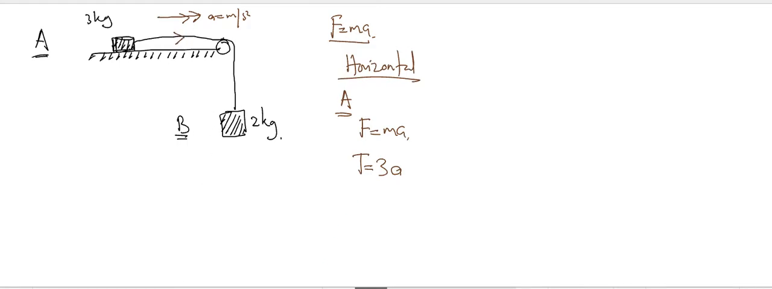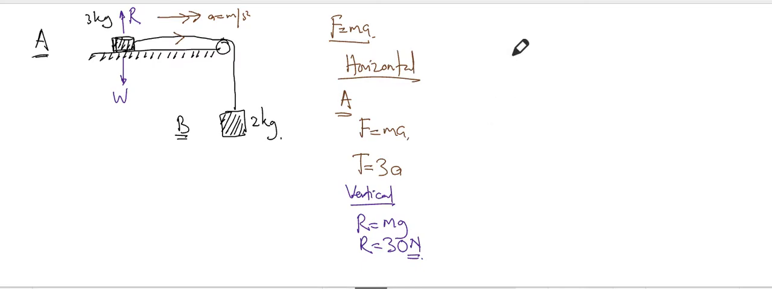Whereas what's happening vertically at A? Vertically you have the weight acting downward, and the normal force acting upward to balance that. So at A, vertically, R will be equal to W, which is mg. In this case, m is 3 kg, so 3 times 10, which is 30 Newton.